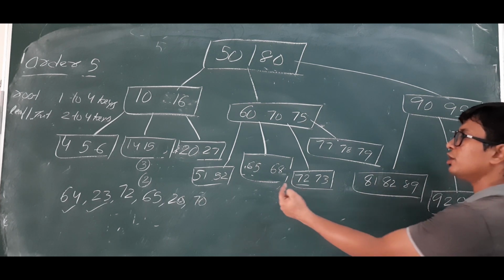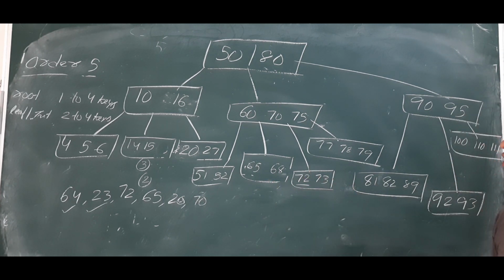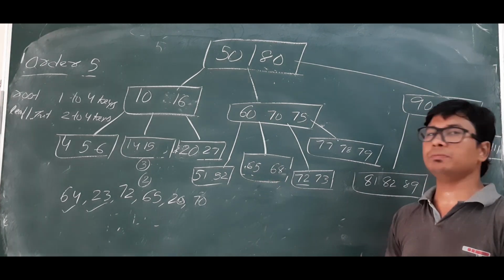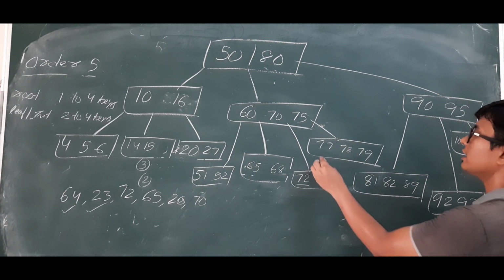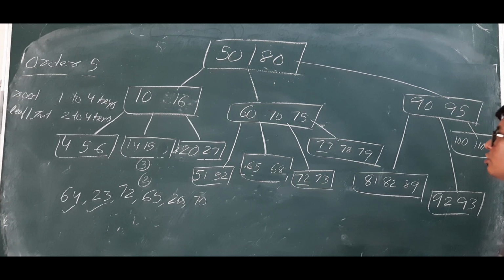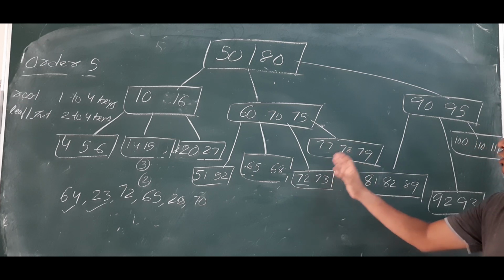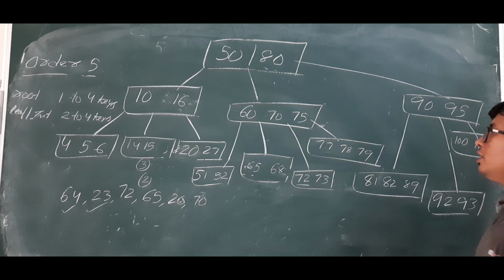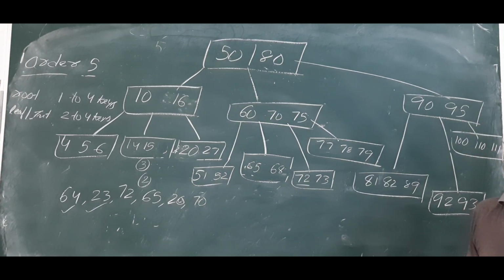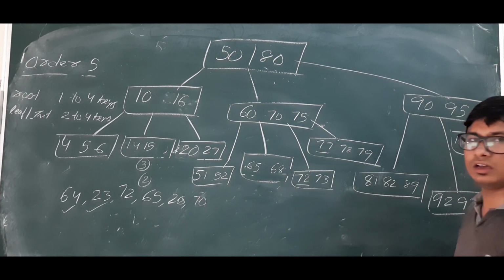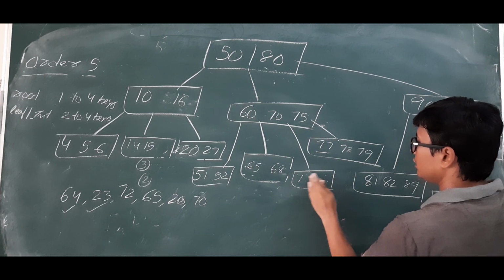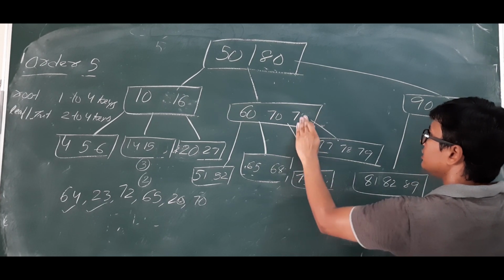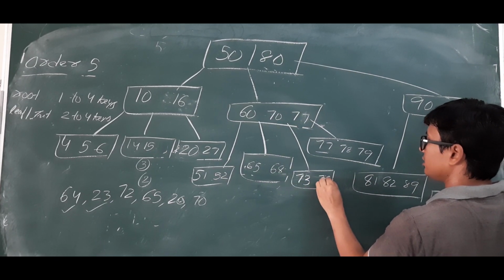First we will check, can I borrow the element from the left sibling? No, I cannot borrow, because already it is having the minimum number of keys. Next I will check, can I borrow the element from my right sibling? Yeah, I can borrow an element from the right sibling. So which element I will borrow? Because I am trying to borrow from the right sibling, so I will do the in order successor. In order successor means the smallest element in the node. What is the smallest element in the node? 77. Okay, so 72 will be deleted. 77 will come here and 75 will come here.